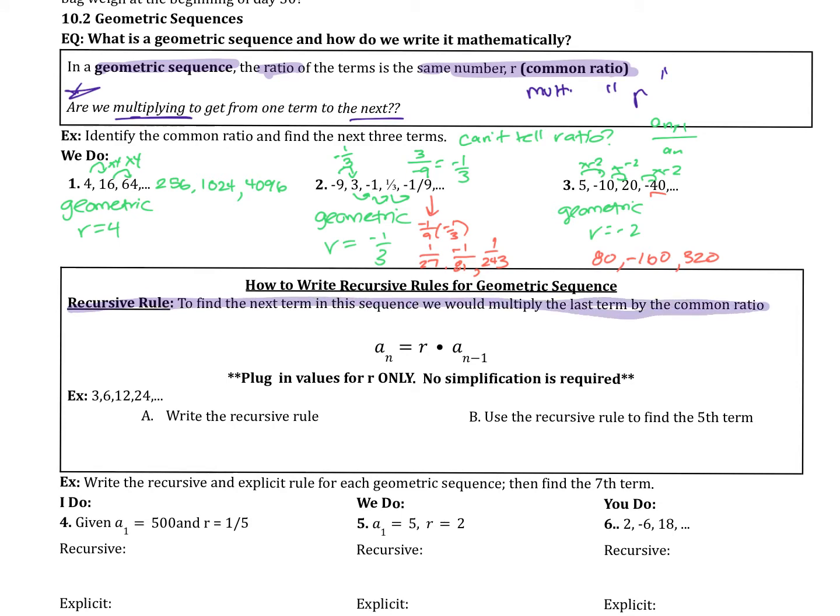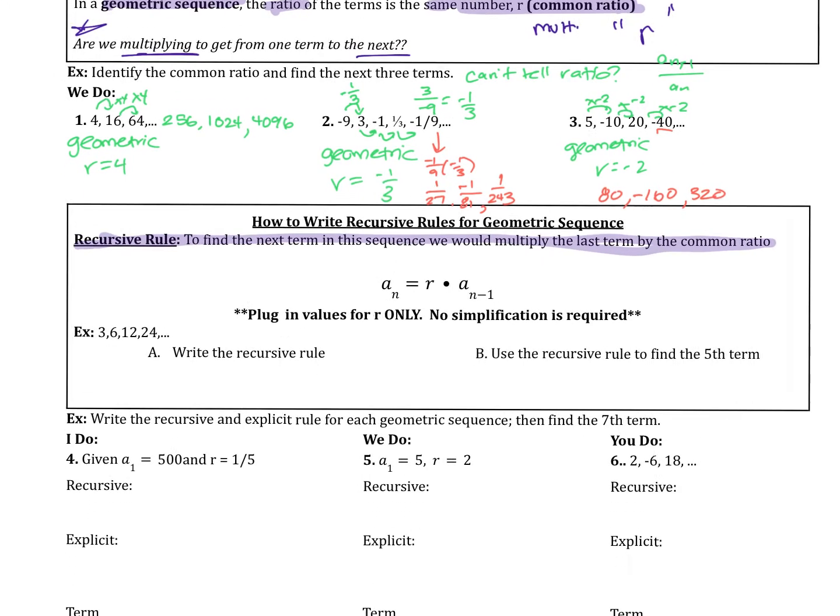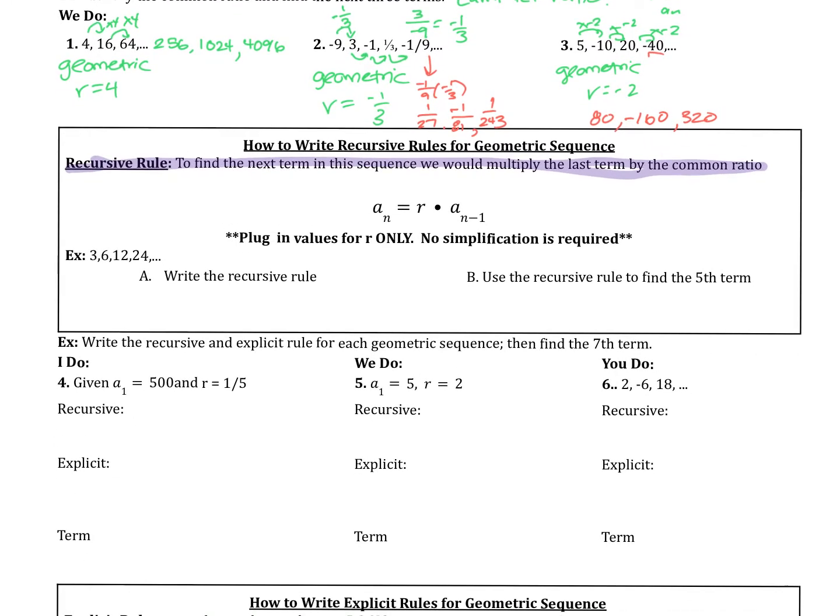So what we could say with a geometric sequence is, to find the next term, you take the term before and you multiply it by r. So here we now have it in math and in English. Here is the rule in that box for our recursive format. Remember that those little values are subscripts.